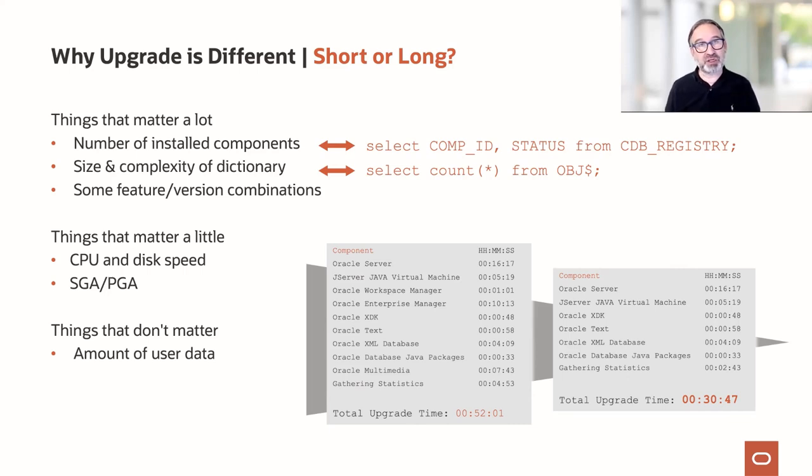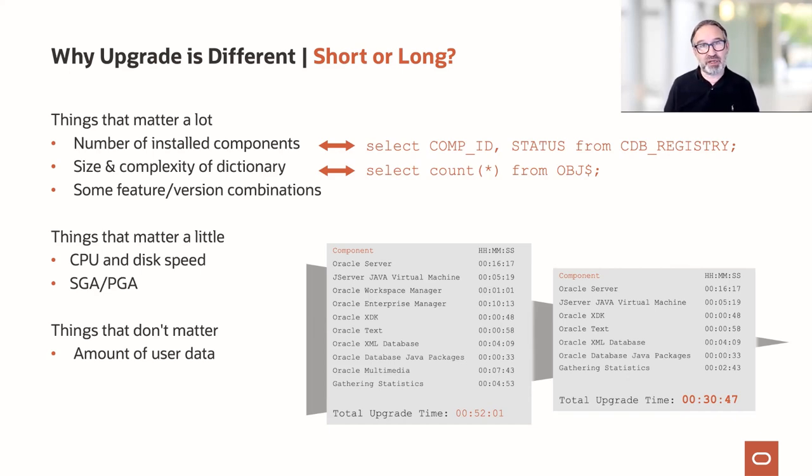Also, a differentiator could be the number of objects in the data dictionary. When you take an EBS database, an Oracle E-Business Suite database, and you have like a million objects in the database, when we make changes to the dictionary, or rebuild objects, or change underlying partitioning layouts of dictionary tables, then it may make a difference. So an EBS database typically takes longer to upgrade than a database with only 200 tables, 600 indexes and maybe 10 stored procedures.